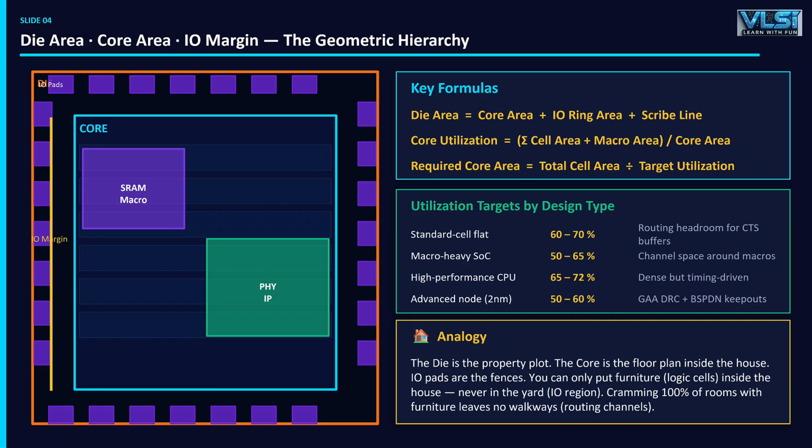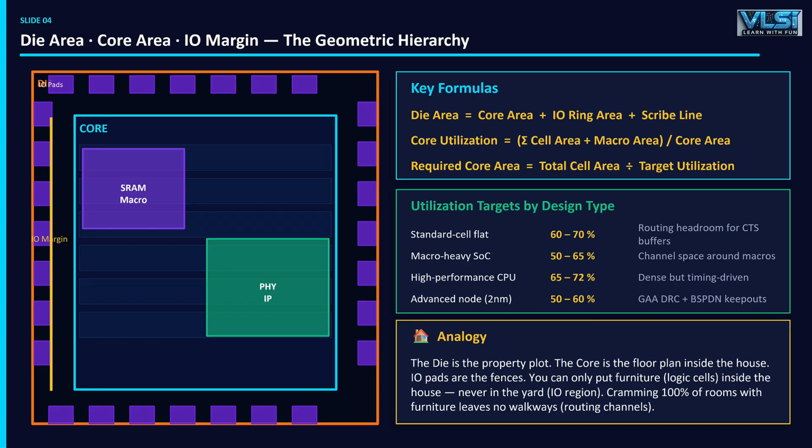Now let's zoom in and understand something fundamental. Before you place anything, you need to know your space. In VLSI, that space is divided into 3 key regions, the die, the core and the I/O. Think of it like this. The die is your entire property, everything exists inside it. Inside that, you have the core. This is where your actual logic lives. All your standard cells, your computation, your functionality, everything happens here. And around the core, you have the I/O ring. This is like the boundary wall of your house. It connects your internal world to the outside world.